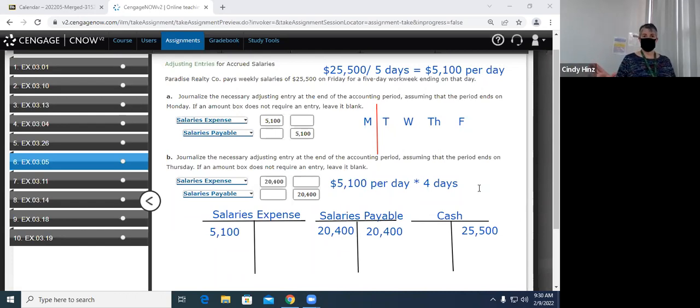Make sense so far? Okay, so that would be a compound entry, 2 debits. The debits added together equal the 1 credit to cash, and so we know that we're okay with that.